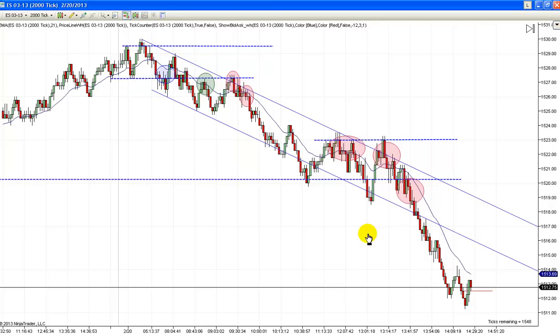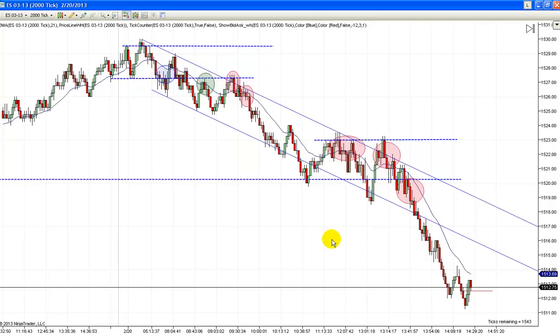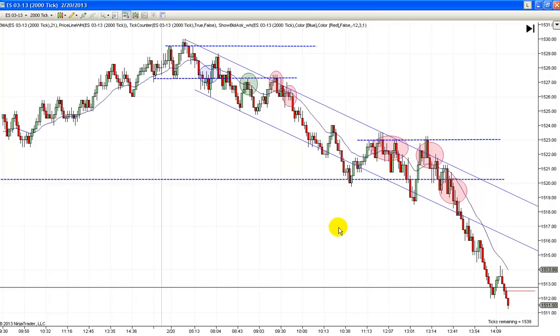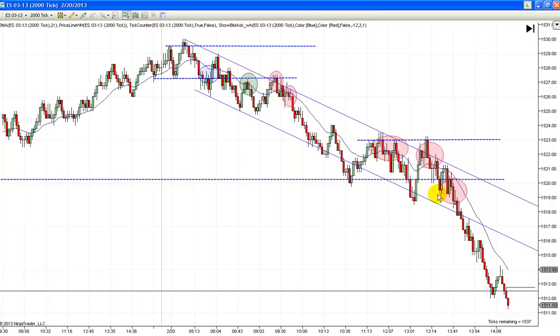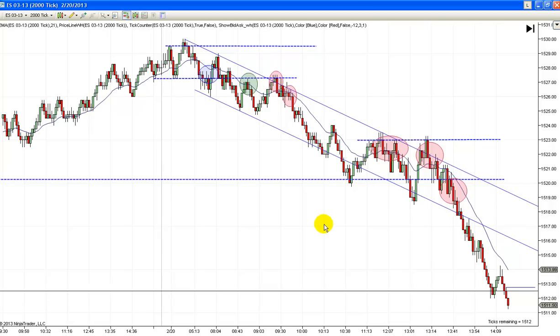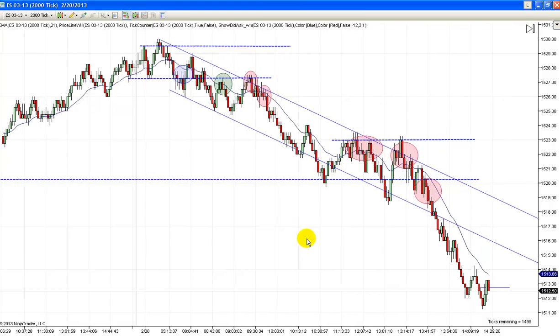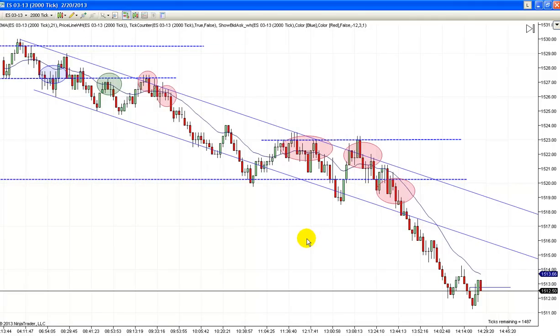So, and then look what happens, boom, and off it goes to the downside. And it still took a little bit of time to work through there, because this was an important area right here, this 1520 to 1522 area that we've talked about a few times in some of the last videos. But anyway, that's enough about that.